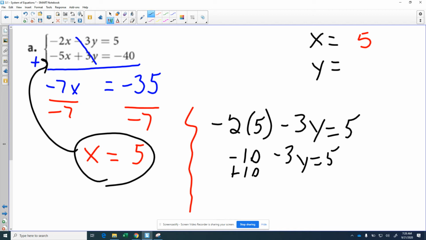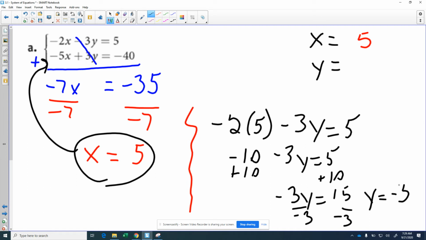We're going to add the 10 to the other side. Negative 3y equals 15. And last but not least, we divide out that negative 3 to get y equals negative 5. And just like that, we came up with x and y.